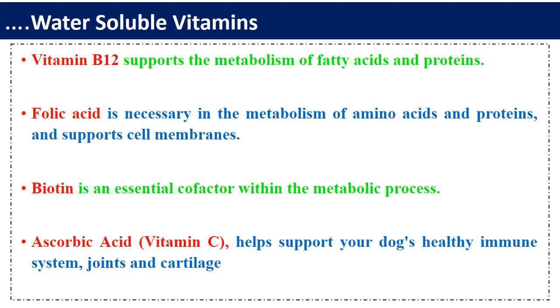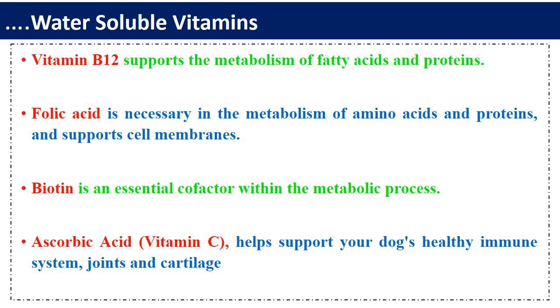In continuation about the water soluble vitamins, another one is vitamin B12, also called cyanocobalamin. It is a very important vitamin that supports the metabolism of fatty acids and proteins, and its absence or deficiency causes a kind of anemia called pernicious anemia. Animal origin food like liver is a very good source of vitamin B12 and other B vitamins.